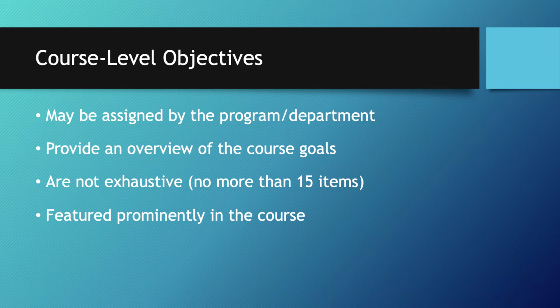Typically, this is done in the syllabus, so somewhere towards the beginning of the syllabus you have your course level objectives. Alternatively, or additionally, you might also have them as part of an introductory unit to the entire course. It's always a good idea to replicate those course objectives somewhere also in the course outside of the syllabus.